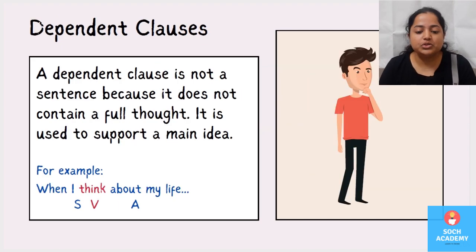A dependent clause is not a sentence because it does not contain a full thought. It is used to support a main idea. For example, when I think about my life. Now in this clause also we have a subject I, verb think, and adverbial about my life. But think about it. When I think about my life, does it make any sense on its own? No. That is why we cannot call it a sentence. So it is a dependent clause because it does not contain a meaningful idea. It needs another sentence or another clause to support its idea and to form a meaningful thought.